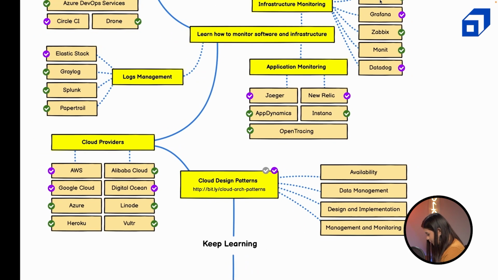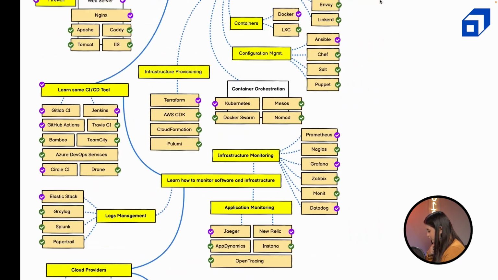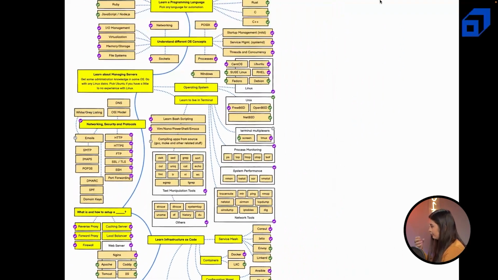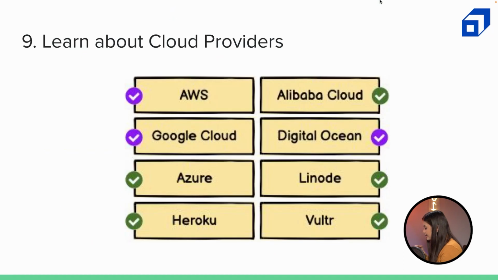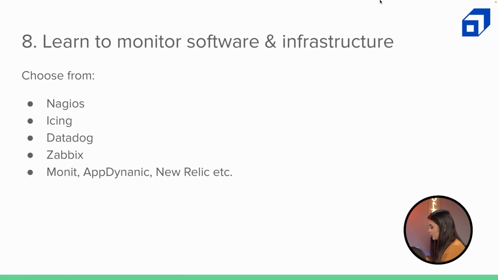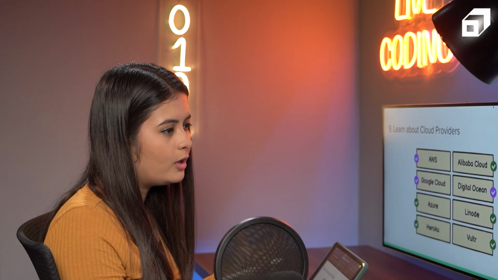So these are some of the cloud design patterns as well, but these are a bit advanced stuff, and if you are just a beginner getting started with DevOps, then the 9 steps I covered are all good for you. If you understand all these things well, you can go ahead and start applying for DevOps roles in any organization.